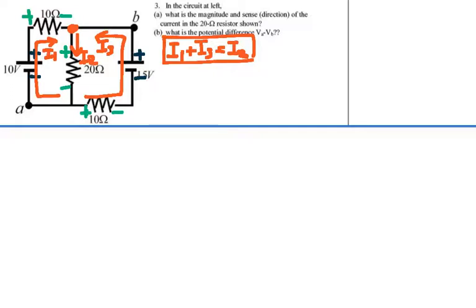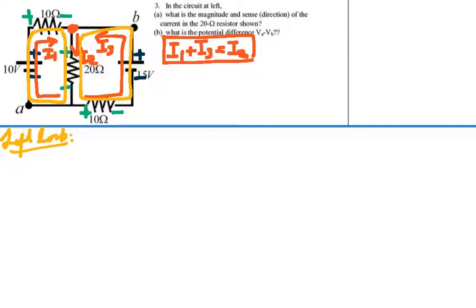Since we're interested in the current I2, the current through the 20 ohm resistor, we want to focus on the loops that have the 20 ohm resistor in them. And that will be the left loop here and the right loop here. So those will be the two loops that we do because we want the current I2 in both of our equations. If we do the left loop, we can start anywhere on that loop, go all the way around to the starting point, either clockwise or counterclockwise, it doesn't matter. So let's start at point A and go clockwise around this left loop.